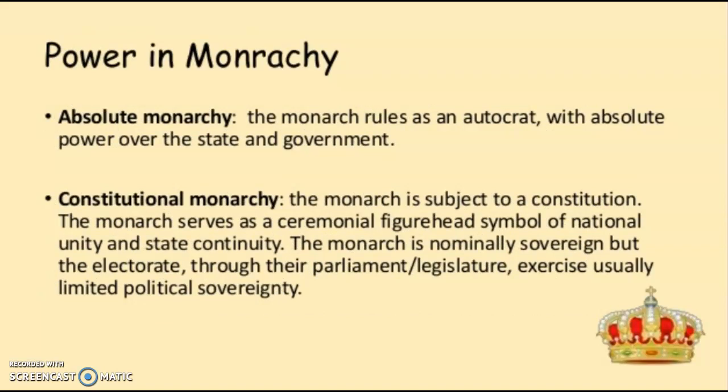Power in monarchy. Absolute monarchy: the monarch rules as an autocrat with absolute power over the state and government. However, in a constitutional monarchy, the monarch is subject to a constitution. The monarch serves as a ceremonial figurehead, a symbol of national unity and state continuity. The monarch is normally sovereign, but the electorate, through their parliament and legislature, exercise usual limited political sovereignty.